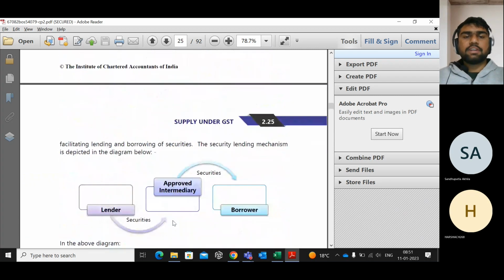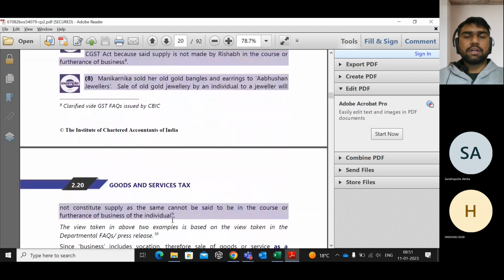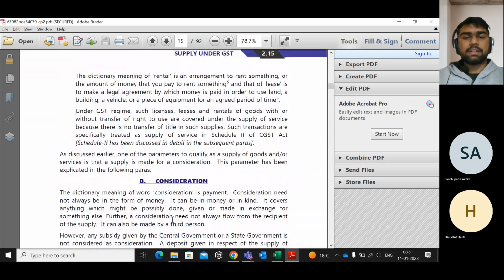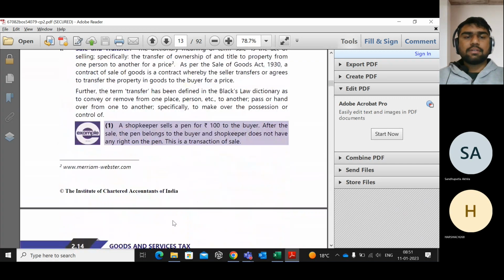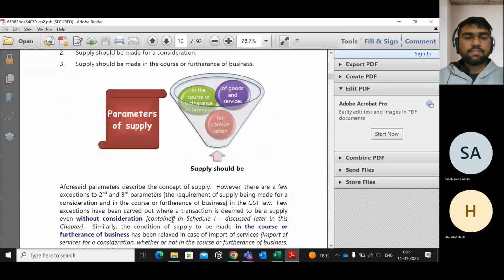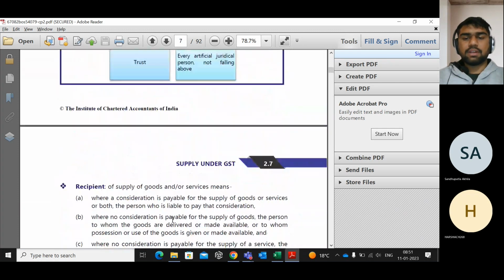Okay, so we will stop here for Schedule 1. Tomorrow we will go with Schedule 2 and Schedule 3, so that the definition of supply will be completed. Go through all these definitions. If you have any doubts, let me know in the next session.